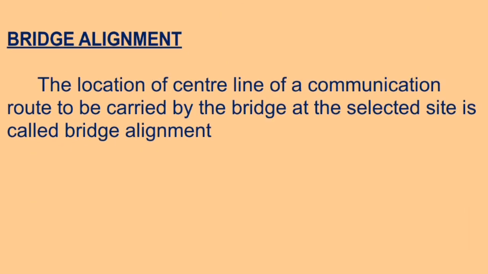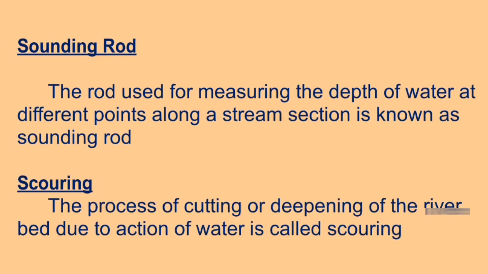Now, what is bridge alignment? The location of center line of a communication route to be carried by the bridge at the selected site is called bridge alignment. Now, what is sounding rod? The rod used for measuring the depth of water at different points along a stream section is known as sounding rod. And what is scouring? The process of cutting or deepening of riverbed due to action of water is called scouring.